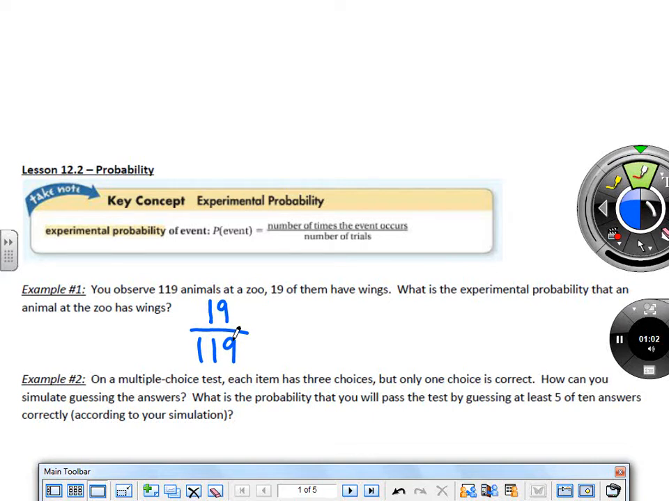On a multiple choice test, each item has 3 choices, but only one choice is correct. How can you simulate guessing the answers? What is the probability that you will pass the test by guessing at least 5 of 10 answers correctly according to your simulation? So what we're going to do right now is we're going to use our calculator to do a simulation, and I'm going to show you how to do that. We'll do one together, and we'll use our simulation to answer this question, but you could always do your own.